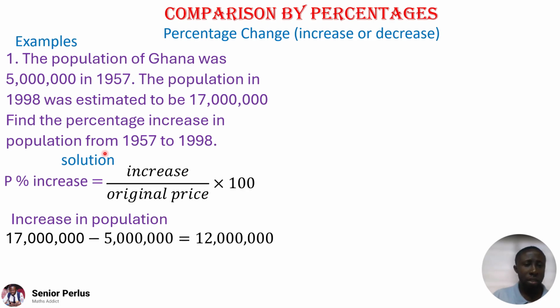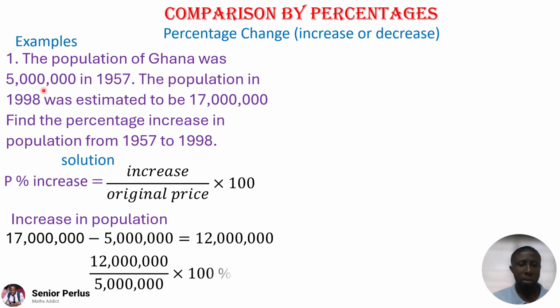So here, this one is our increase, and our original value will be what? The original population will be what? Yes, the original is what was before moving. So it was 5 million before moving to the new one. So the 5 million here is the original, okay? What was before moving, that's the original.